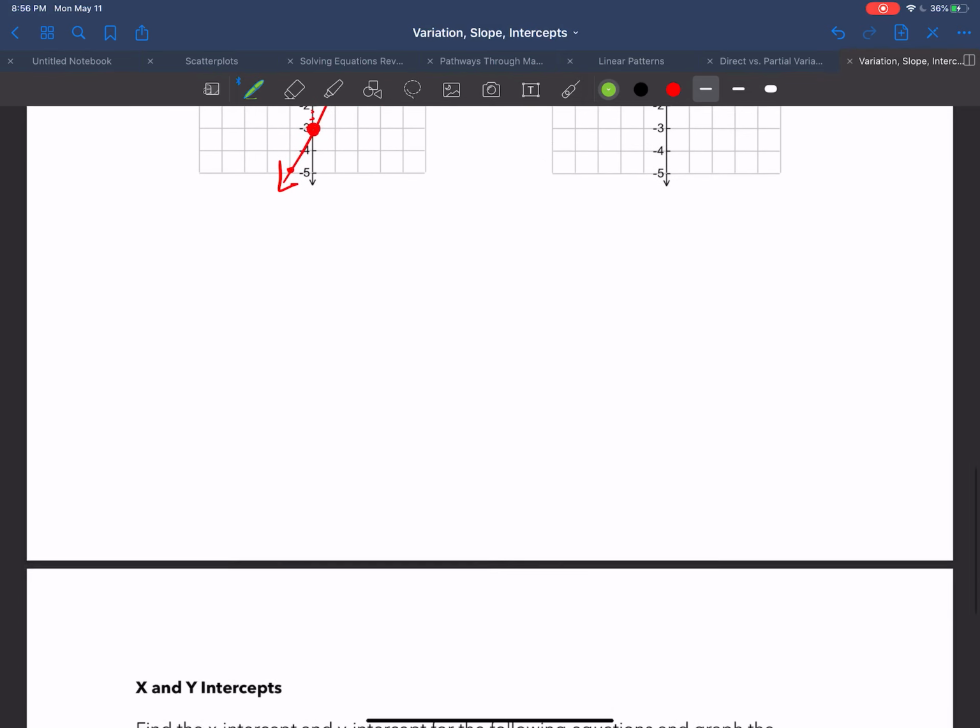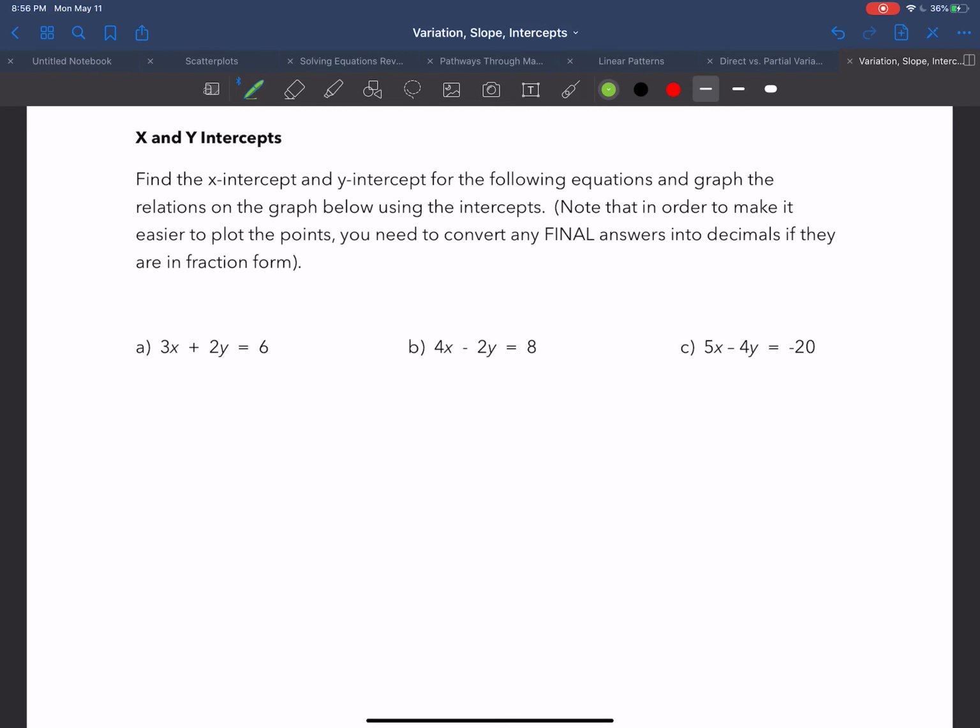Now we're moving on to x and y intercepts. So x and y intercepts are where the graph touches the y-axis or the x-axis. So we know how to rearrange equations. I could rearrange this into y equals mx plus b, slope y-intercept form, but we're going to save that for next week. We're going to review now what we did before the break. So that's using the x and y intercepts to graph this.